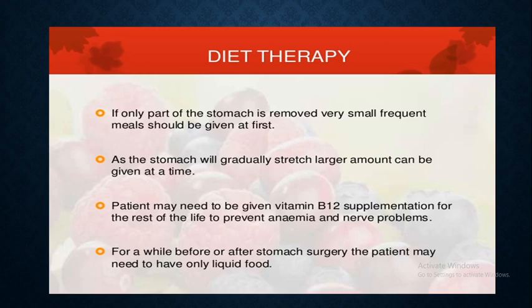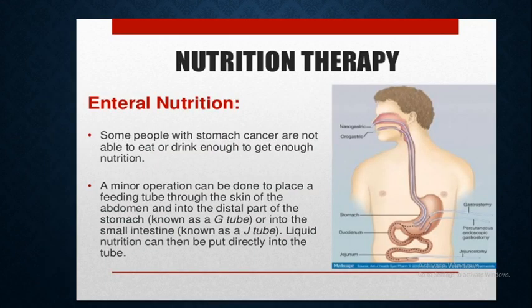Very small, frequent meals are given if only a part of the stomach is removed. As the stomach will gradually stretch, larger amounts can be given at a time. The patient may need to be given vitamin B12 supplement for the rest of their life to prevent anemia and nerve problems. And for a while before and after stomach surgery, the patient may need to have only liquid food. That is obvious, right?